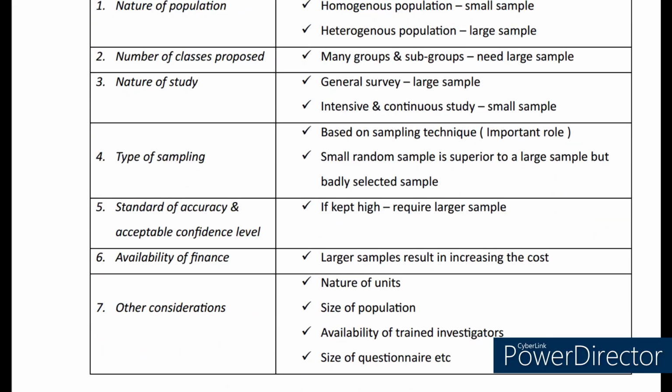Next is type of sampling. So type of sampling plays a very important role in sample size determination. For example, a small random sample is superior to a large sample but barely selected sample. Next is the standard of accuracy and acceptable confidence level. So in order to keep these two high, we require a large sample.